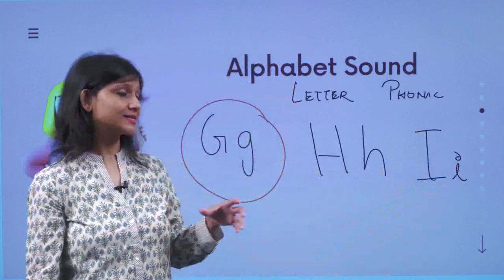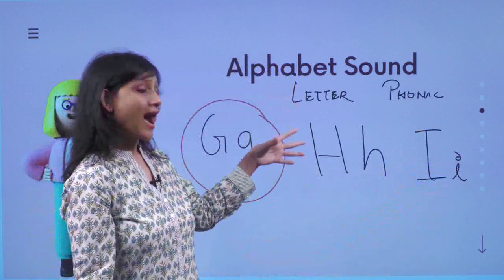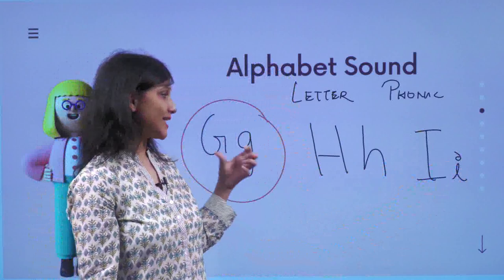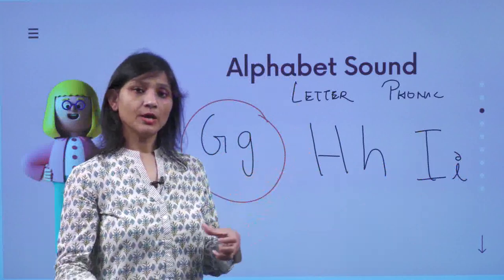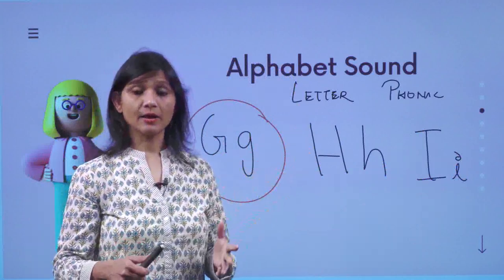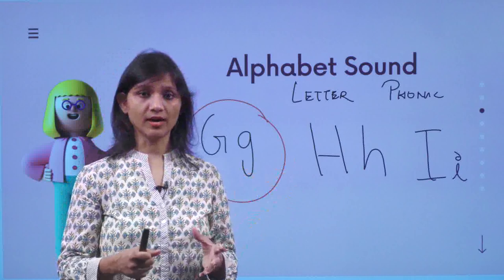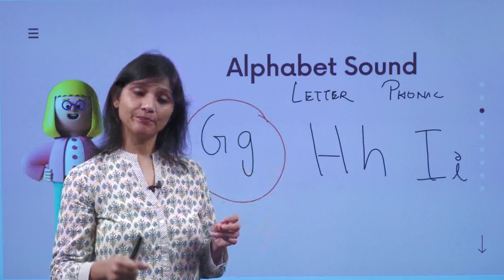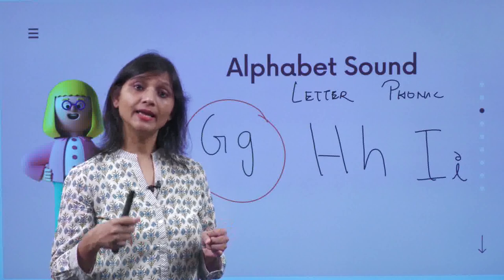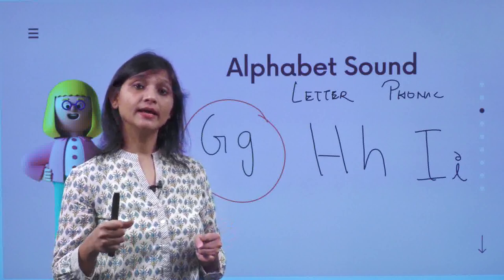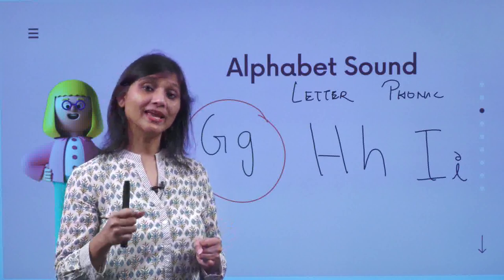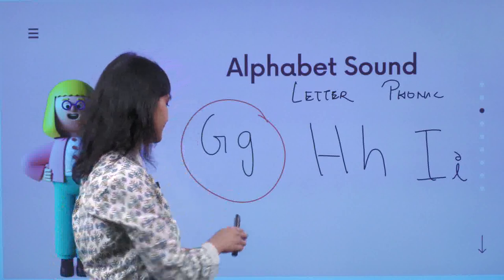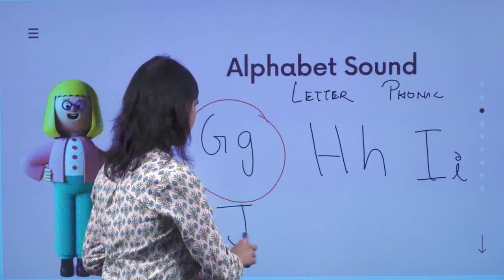Now the next letter is I. How do we say I? It's I. But what is the phonic sound of I? Phonic sound of I is I. I, igloo. I, ink. Okay?